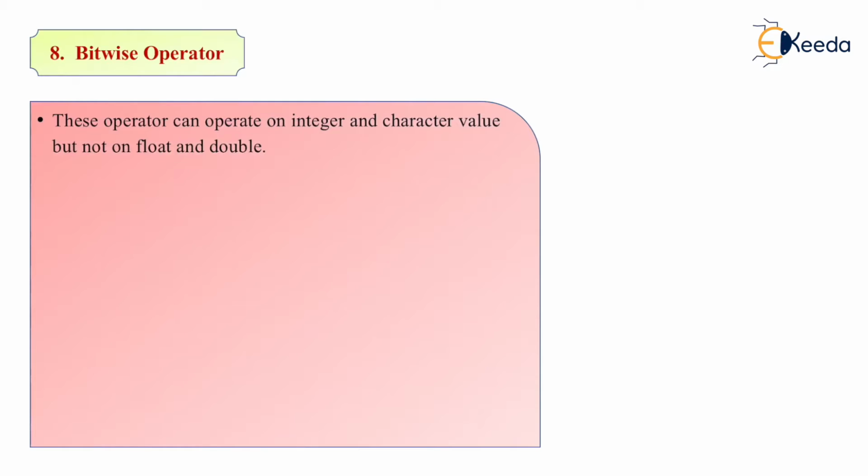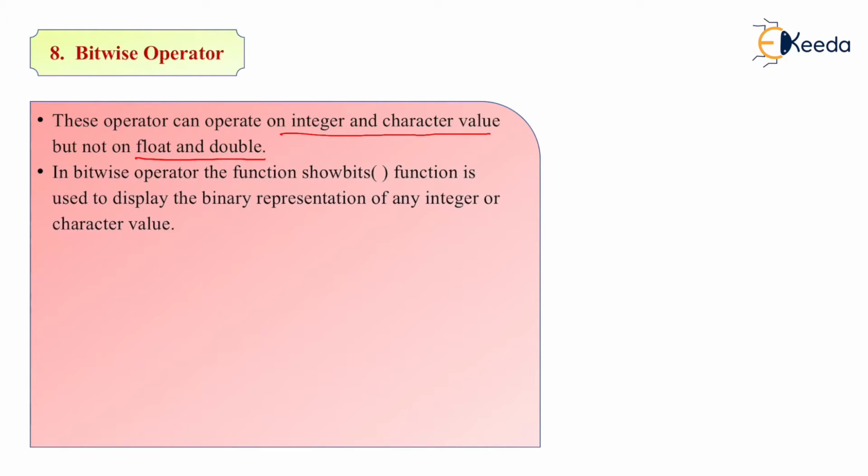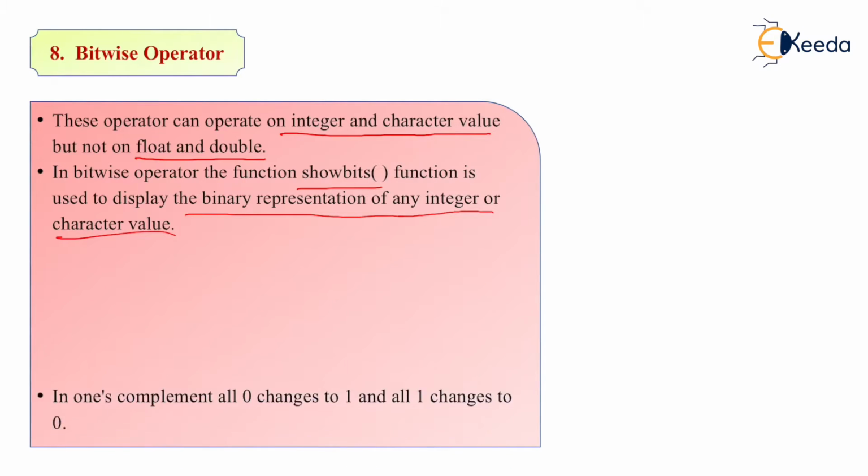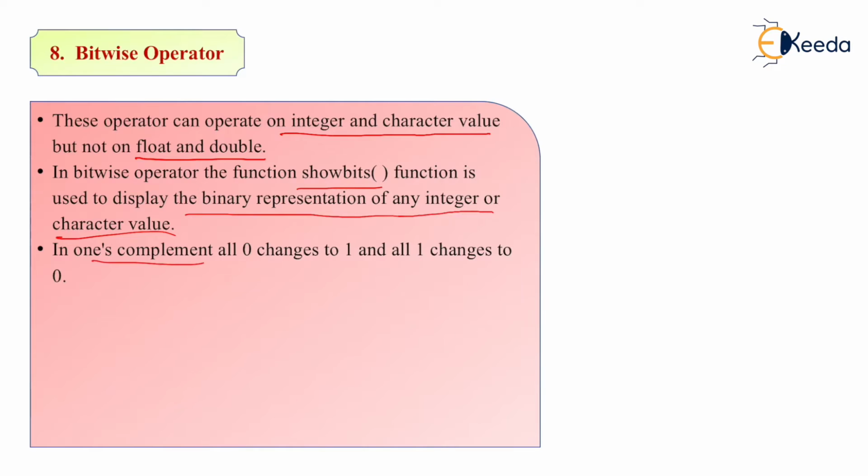These operators can operate on integer and character values, but we cannot use them on float and double values. In bitwise operators, the function showbits is used to display the binary representation of any integer or character value. In ones complement, the data is changed: if you are entering the bit 0, the value will get inverted to 1. And if you are entering 1, then your value will get changed to 0.